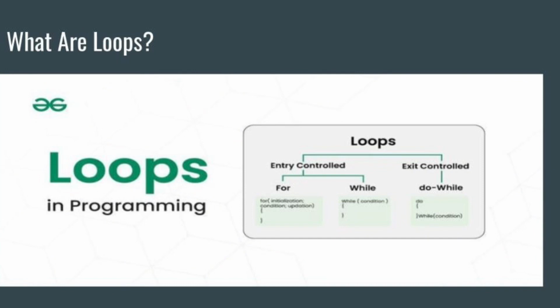Exit controlled loops. These loops run the code first, then check the condition afterward. This means the loop will run at least once, no matter what the condition is.